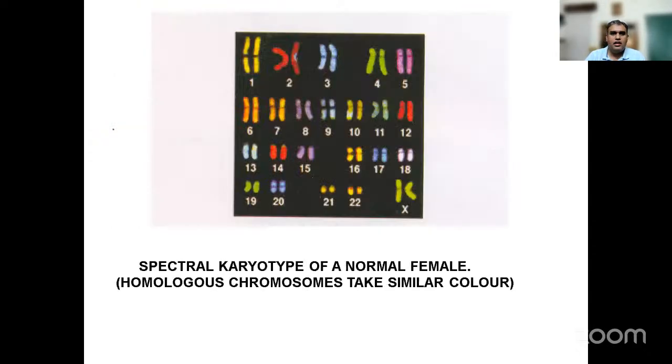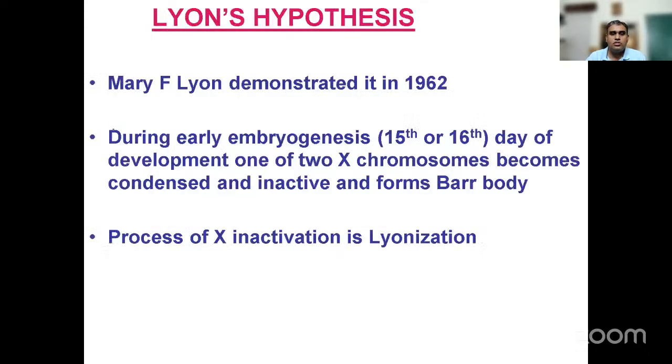Okay. This is a normal female. You can see the different color coding over here. The spectral karyotype of a normal female, XX chromosomes.